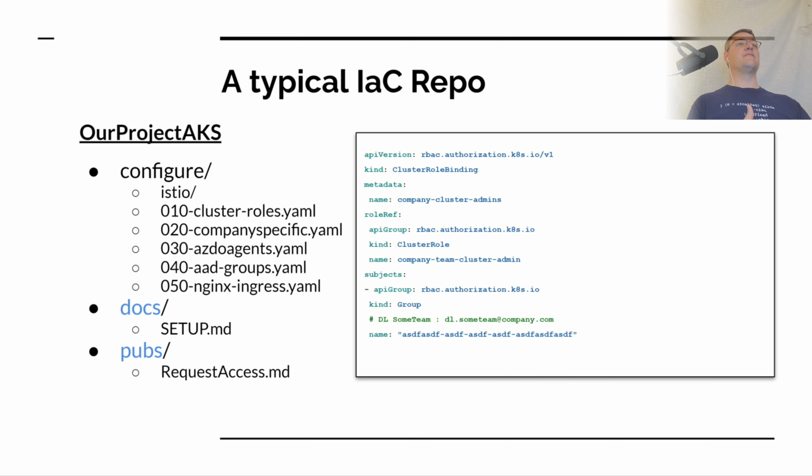And here's an example of what one of those YAML files looks like. It's just straight Kubernetes YAML. Here's where I define a cluster role binding. I'm going to map that team cluster admin cluster role to a DL. And this is also why I'm a really big fan of AKS: with that AD-based RBAC, I can look up the object ID out of Azure Active Directory and give authorization to a DL.